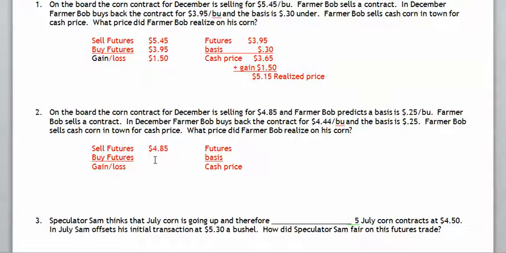So let's stop right there. We bought back the contract for 4.44. Looks to me like a gain of, excuse me, of 41 cents.